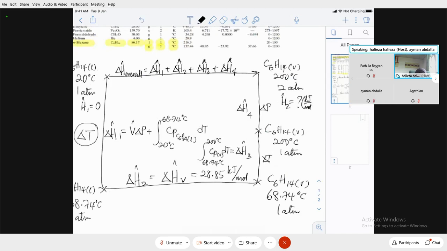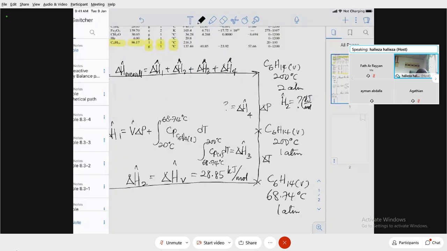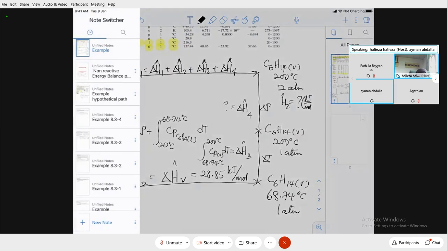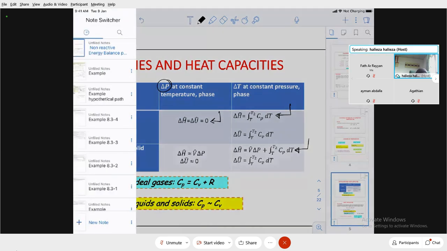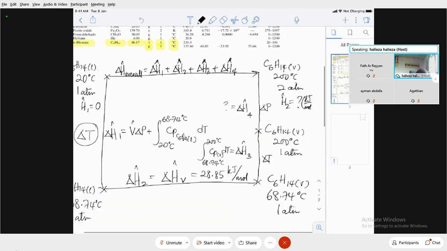Now, how about delta H4? A change of pressure for vapor. Okay, let's check. I have this table. Vapor, change of pressure, that's equal to 0. You keep the temperature constant, the phase is still constant, so your enthalpy change is going to be 0. So going back to the example, this is equal to 0.